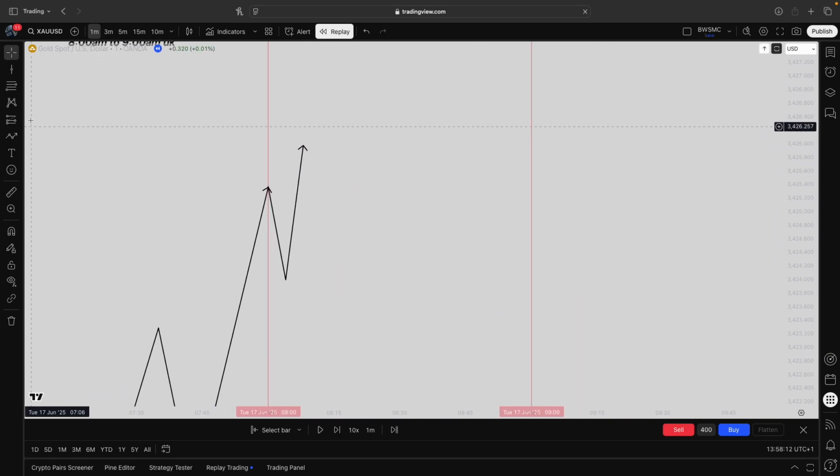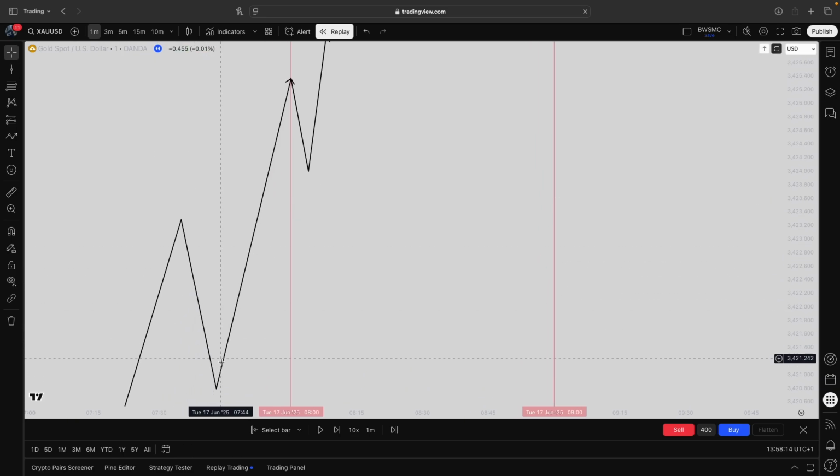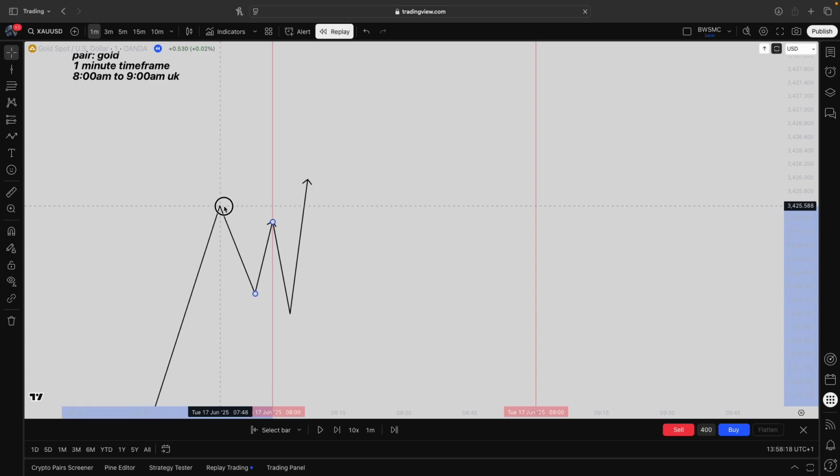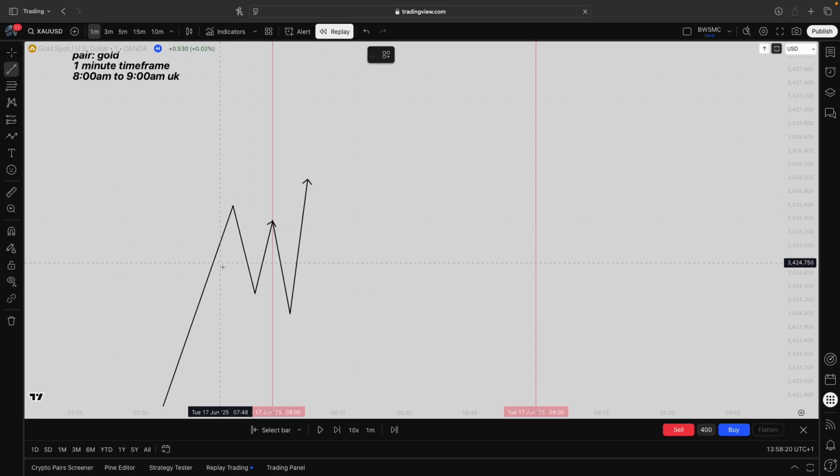First things first, we want to identify a liquidity sweep. Let's say we're looking for buys. We're looking for buys, we have a liquidity sweep. Liquidity sweeps are extremely important because these can indicate potential reversals. But along with a liquidity sweep, you also want the rejection of a low. So let's say we rejected the low like this.